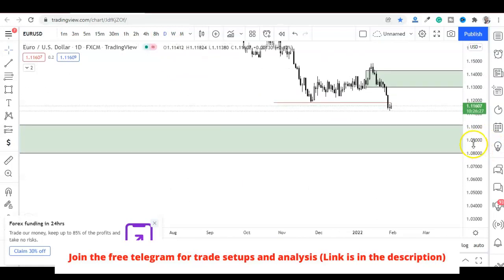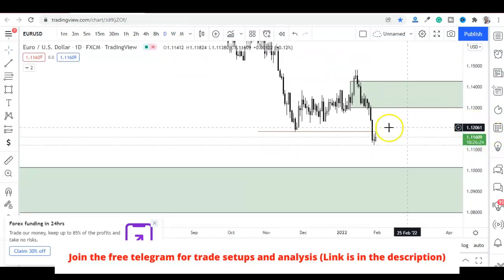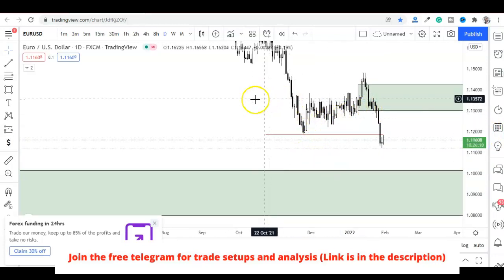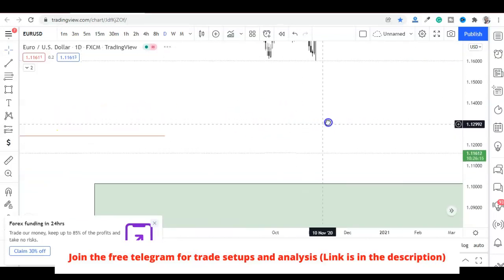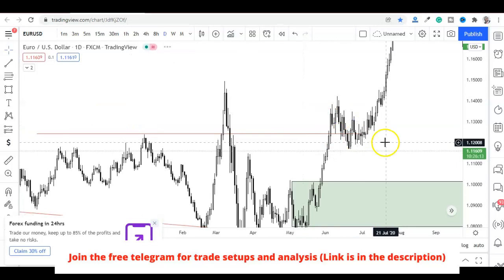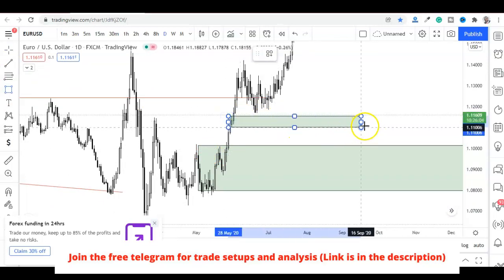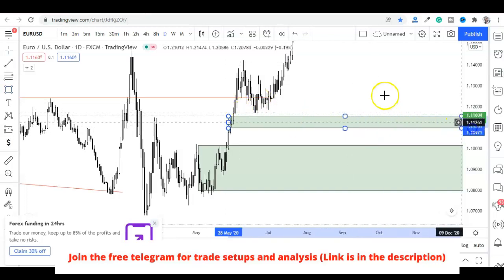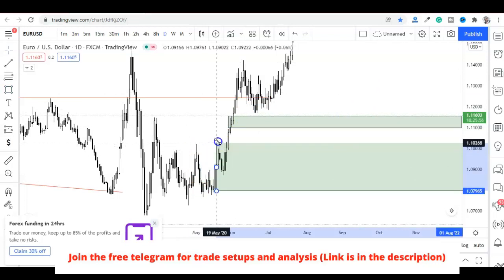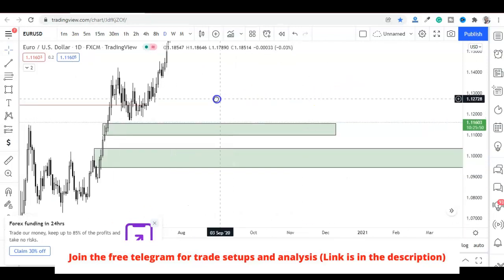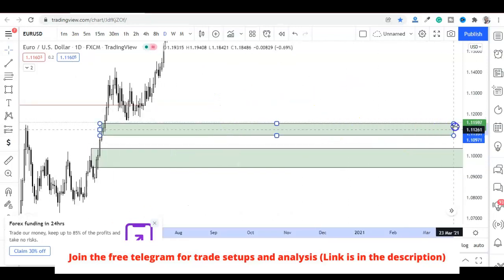On the daily, we can see that price cleared this liquidity here. Then we have to look left to see which area price is trading at. So we can see that in the daily we have this imbalance to be filled, and we are going to see if price will respect that. We have these levels also. These are the two levels we'll be looking at in the short term to see if price will react from this level to the upside.